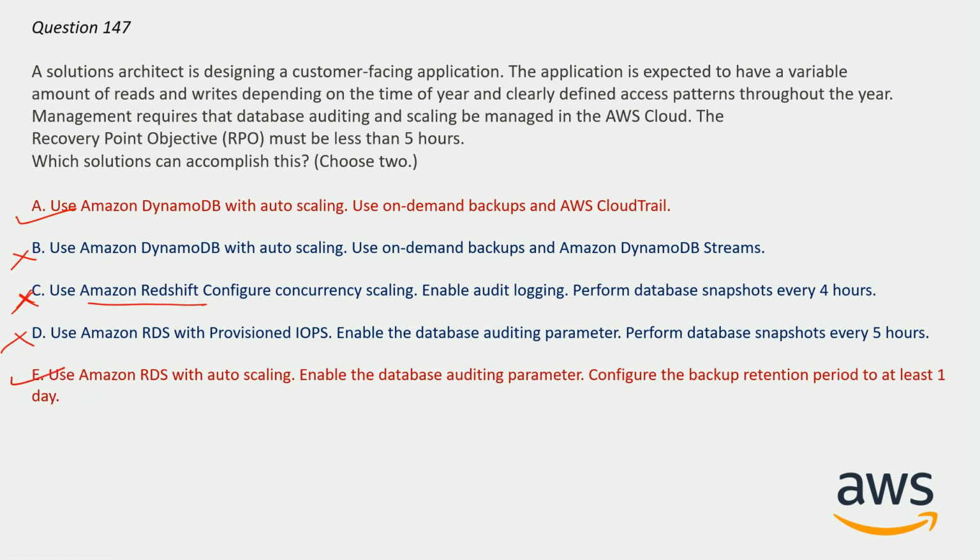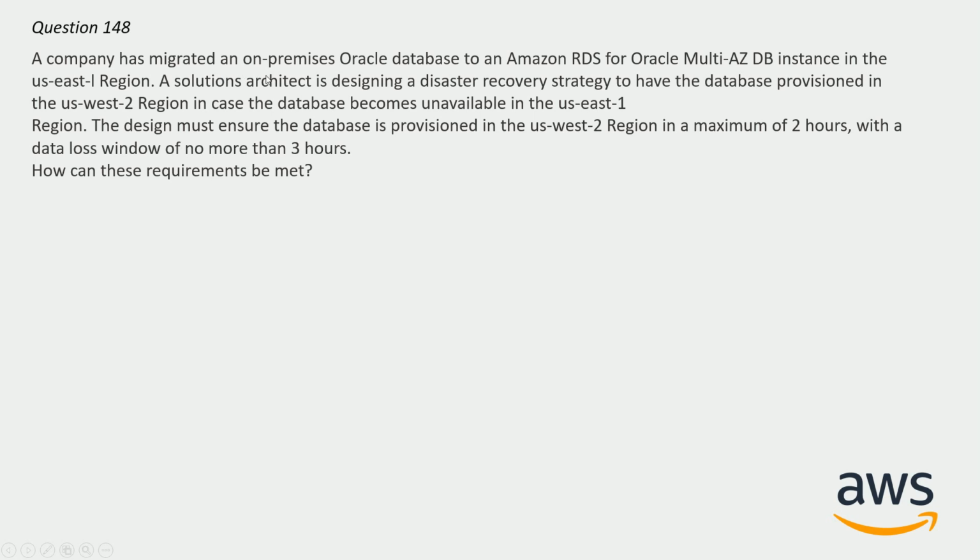And now question number 148. A company has migrated an on-premises Oracle database to an Amazon RDS for Oracle multi-AZ DB instance in the US East 1 region. A solution architect is designing a disaster recovery strategy to have the database provisioned in the US West 2 region in case the database becomes unavailable in the US East 1 region. The design must ensure that the database is provisioned in the US West 2 region in a maximum of 2 hours with a data loss window of no more than 3 hours. How can these requirements be met? And here are the options.